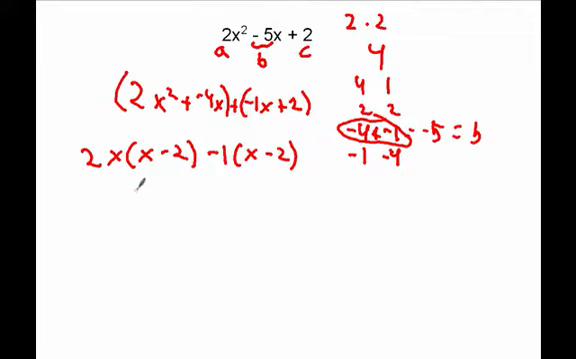Now we simply do our last step, which is to factor out our common binomial, which is x minus 2, and put the other two terms together as a binomial. 2x minus 1.